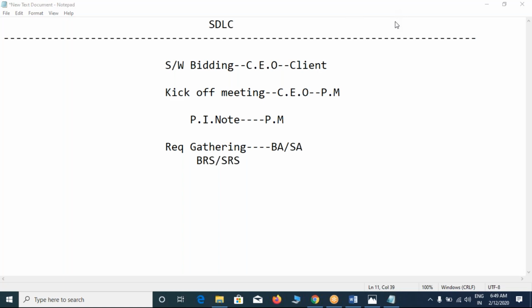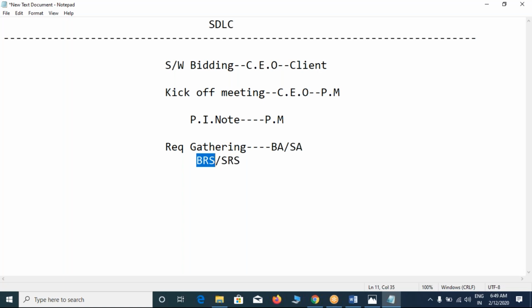Once again, guys, look at my screen. Requirement gathering. The business analyst goes to the client side and collects requirements from the customer. First, he will prepare the BRS. Everyone, look at my screen. The first person, the business analyst, will go to the client side. He will collect all requirements from the customer, and the first document prepared is the BRS.